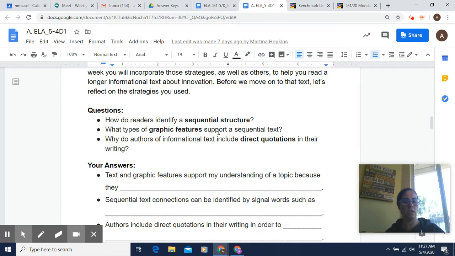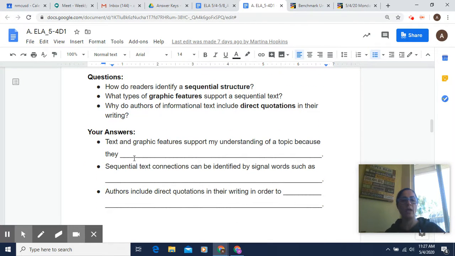How do readers identify sequential structure? What do they do? What types of graphic features support the text, the sequential text, the order of events? Why do authors of informational text include quotations, direct quotations? What one person actually said.